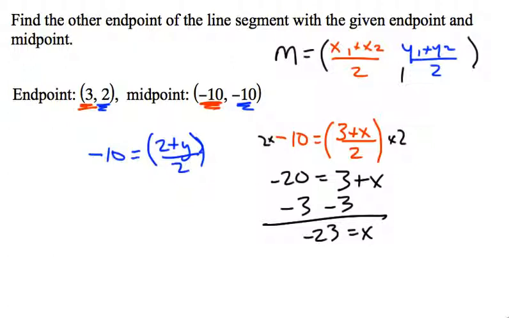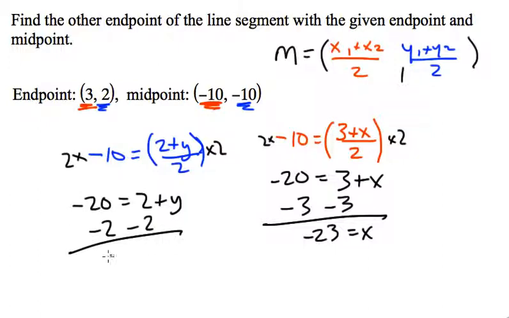So once again, let's multiply both sides by 2, and I end up with negative 20 equals 2 plus y. I'm going to subtract 2 from both sides, and I end up with y equals negative 22.